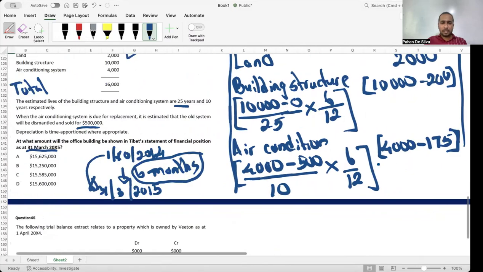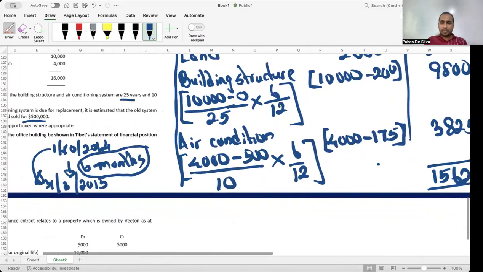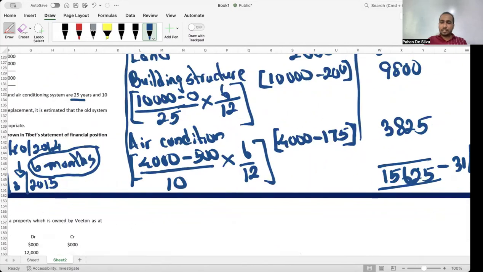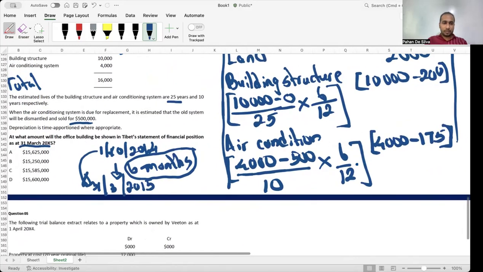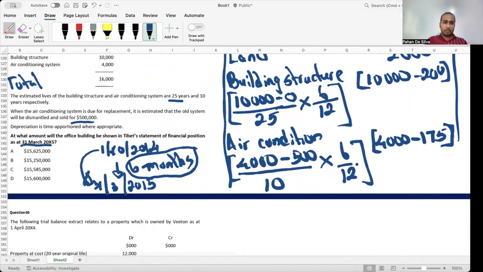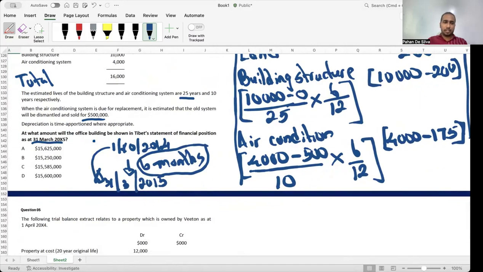So is there an answer like that? Yes, this is in thousand terms. 15,625 is in thousand terms. You have to add three digits. Then there is an answer. This should be the answer.